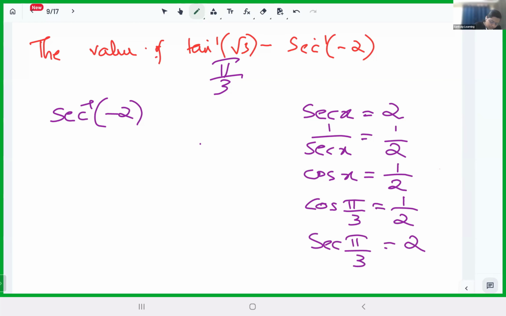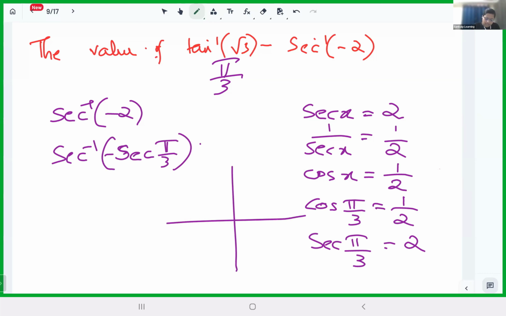So sec inverse of minus 2 can be written as sec inverse of minus sec pi by 3. Sec inverse of minus sec pi by 3. All right. Again, you could now directly apply that formula, isn't it? If it was sec inverse of sec x, you can directly apply that property. Here it is minus, so we have to again apply the reduction formula.